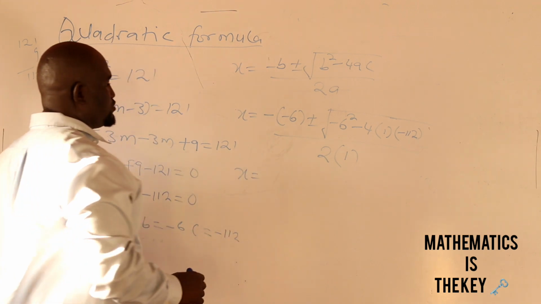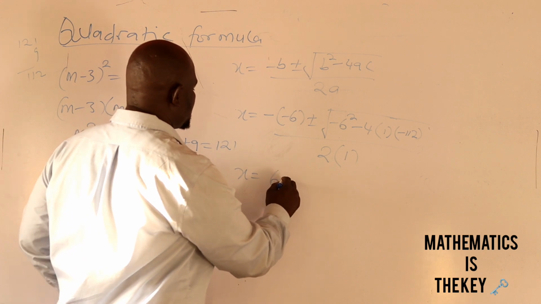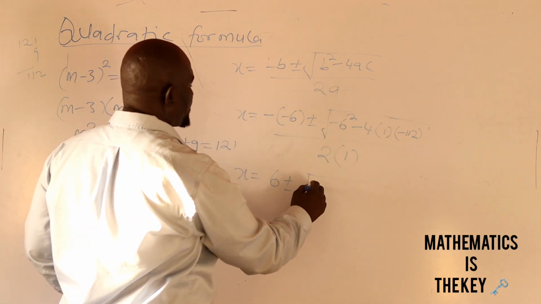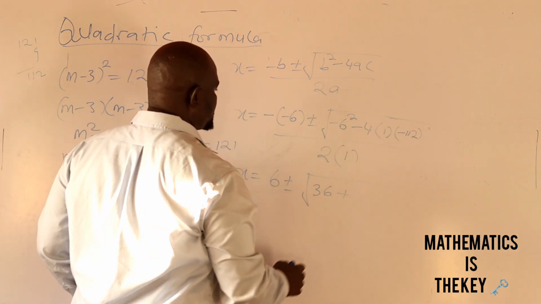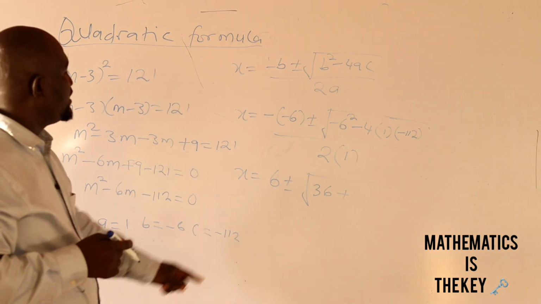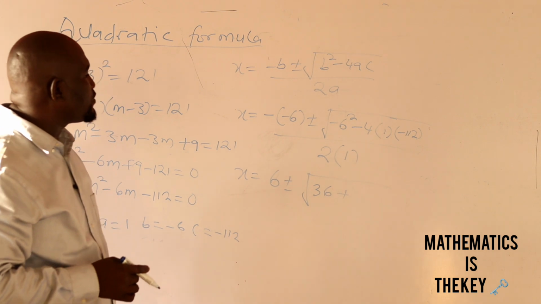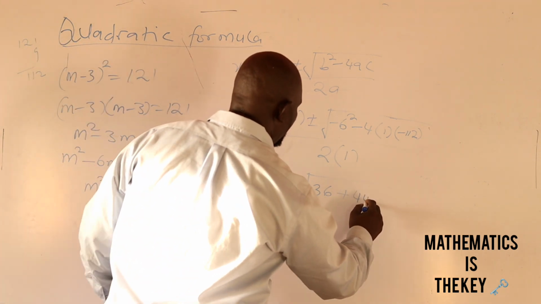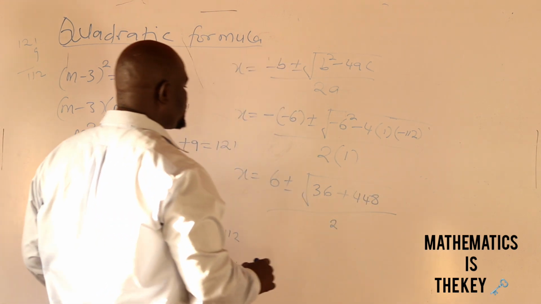So x is equal to, simplifying this, minus minus 6, we have plus 6, plus or minus square root of minus 6 squared is 36. This minus and this minus here will have plus. Then 4 times 1 is 4, 4 times 1, 1 times 2 is 4, 4, 8. So we have 4, 4, 8, everything all over 2.